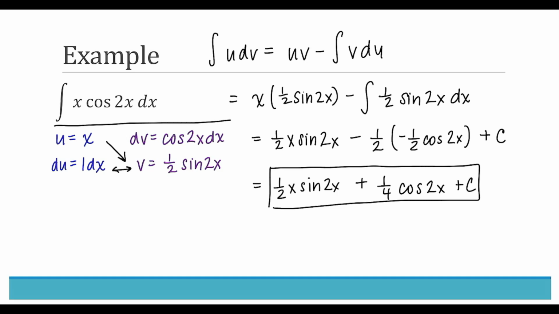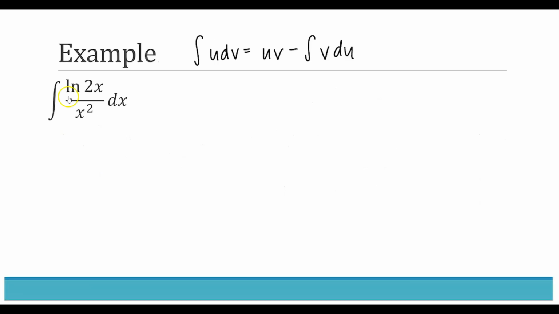So this over here was my scratch work, finding my u and my dv, so that I can find du and v to substitute into the formula. In this example, I have the integral of the natural log of 2x over x squared dx. Anytime I see natural log in the integrand, I want to let that be my u. So I have u equals the natural log of 2x. Du is 2 over 2x dx, which simplifies to 1 over x dx.